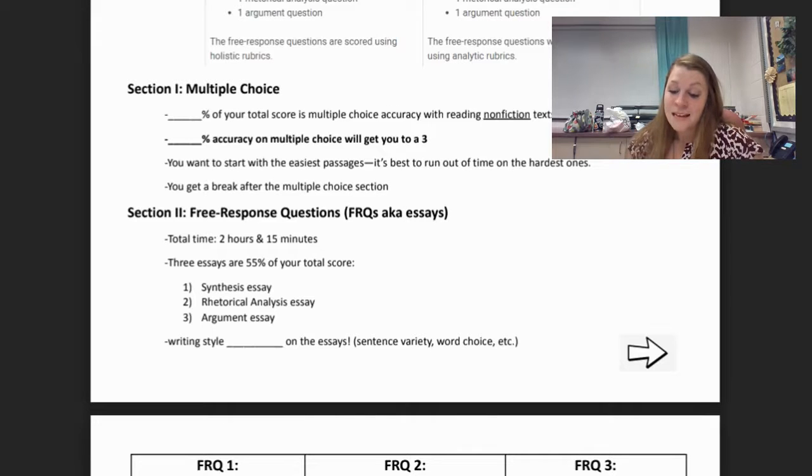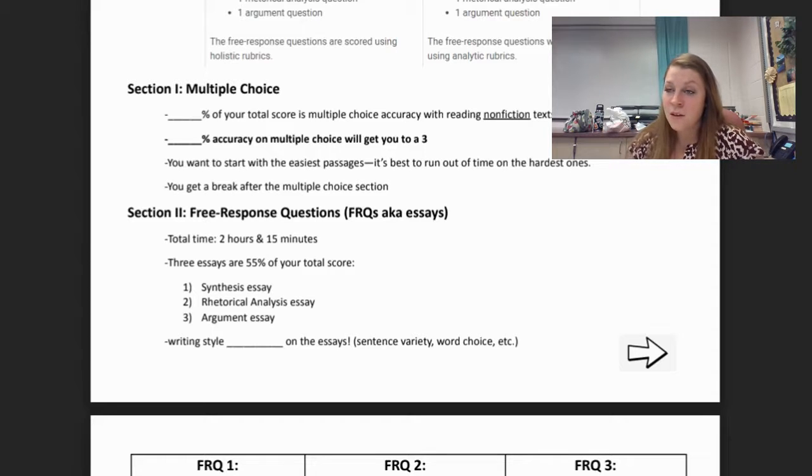If you get 58% accuracy on the multiple choice, you will get a 3 on the exam. Now, this does tell you, though, that the multiple choice is very difficult. It's not easy. So if you get 58% and you really practice that, you will get a 3 on this exam. My advice to you is to start with the easiest passages, because it's best to run out of time on the hardest ones.